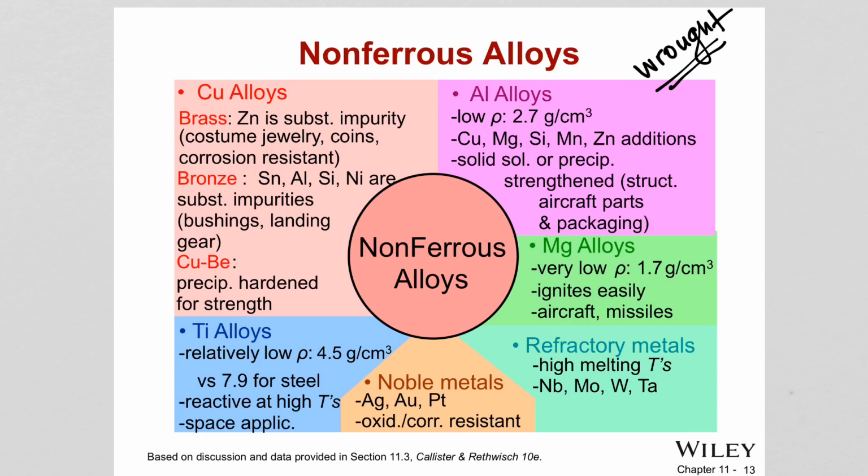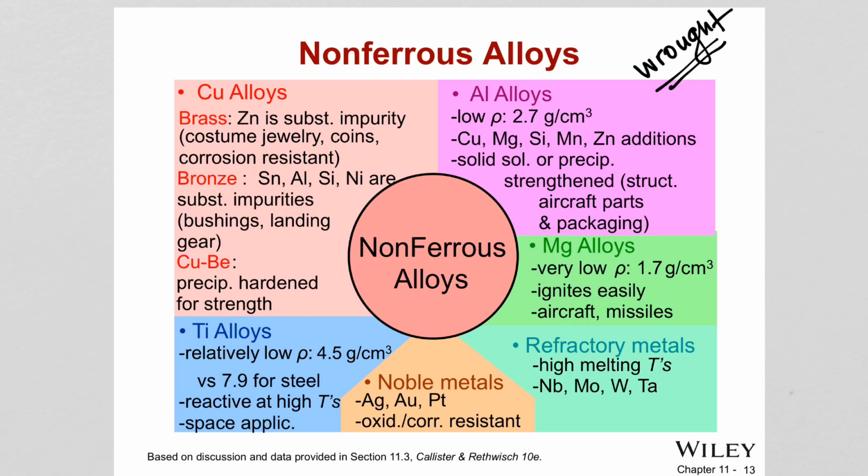Refractory metals, as the name implies, have extremely high melting temperatures. That's why they are called refractory. Tungsten has the highest melting temperature of all metals. Therefore, they are being used in applications where high temperature stability and high temperature strengths are required. That's why they are being used in these applications.